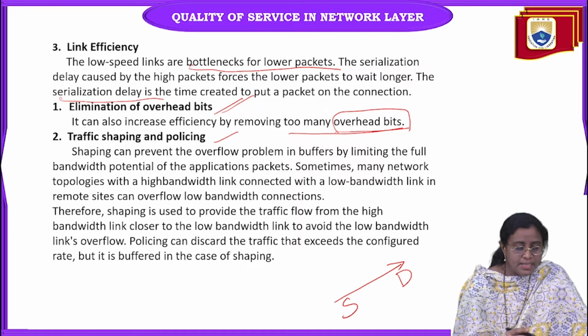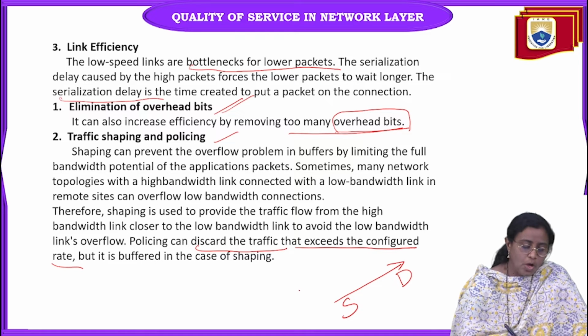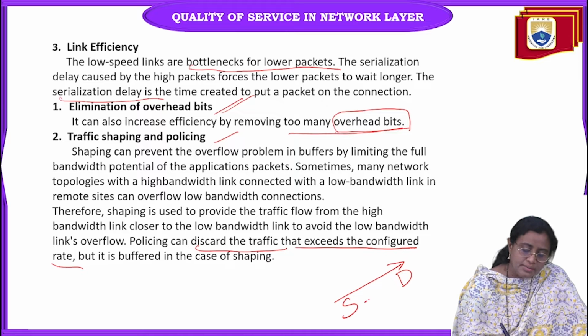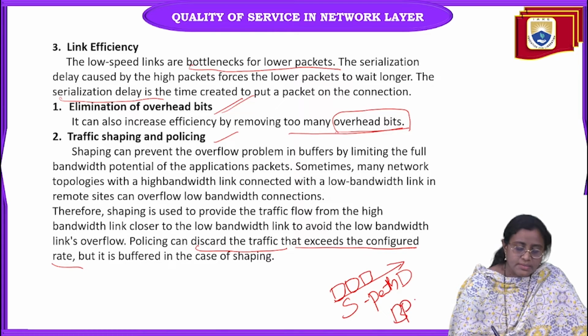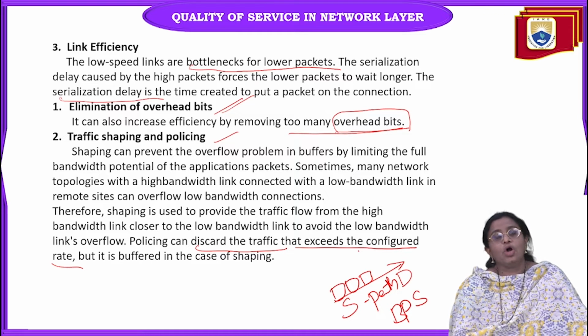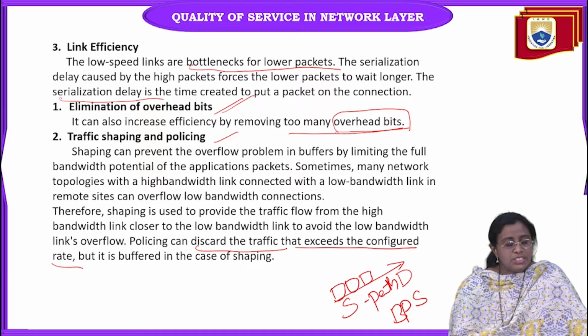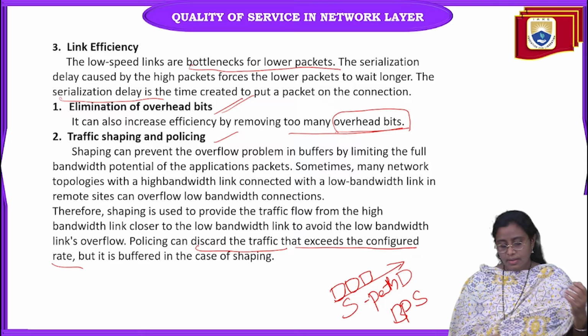And policing means it can discard the traffic that exceeds the configured rate. Configured rate means every path must have a limit on the transmission of packets, in bits per second. If it exceeds that point, which we call the configured rate, it is buffered in the case of shaping, and discarded in the case of policing.